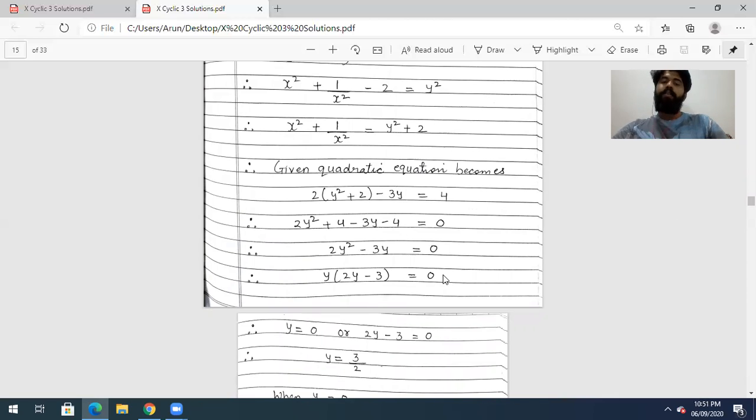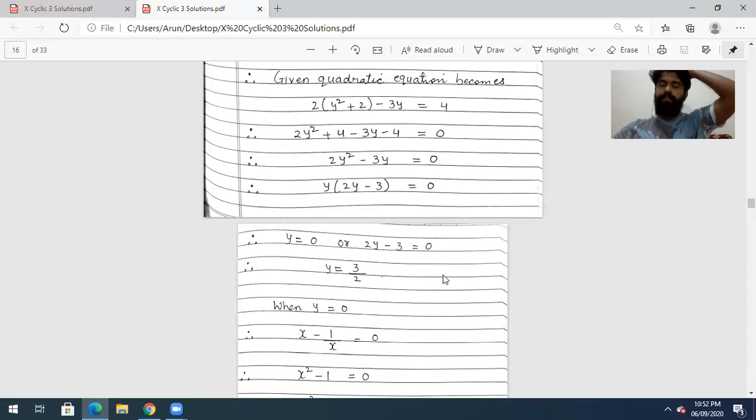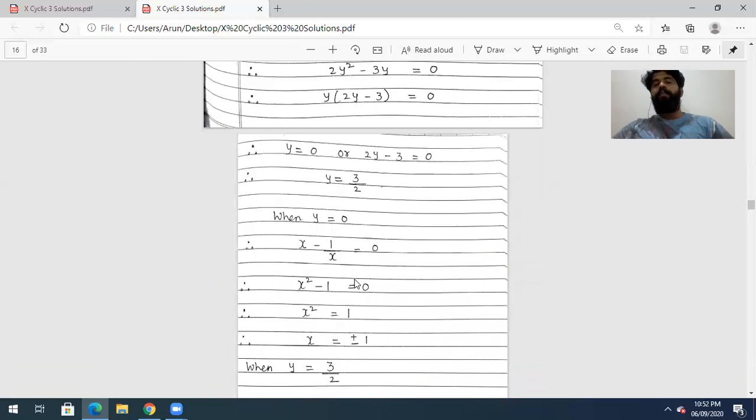We take y common. y into (2y minus 3) equals 0. So y is equal to 0 or 2y minus 3 is 0. So therefore y is equal to 3 by 2. So either y is 0 or y is equal to 3 by 2. Both can be possible. So when y is 0, we resubstitute x minus 1 upon x is equal to 0. Take LCM. So (x² minus 1) the whole upon x. Cross multiply. So we have x² minus 1 is equal to 0. x² equals 1. x can be equal to plus minus 1. So we get two values from y is equal to 0.